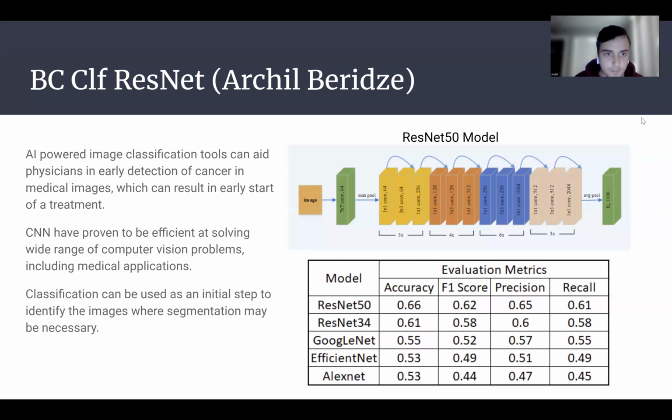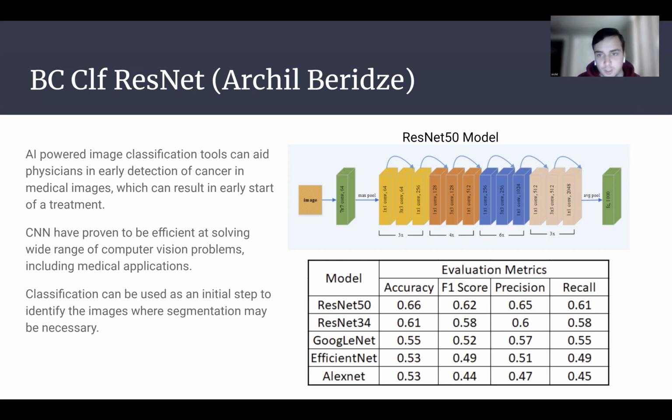Next slide, please. So one of the tasks that we can perform using deep learning and convolutional neural networks is medical image classification that can serve as a tool to aid physicians. We train state-of-the-art models on 2D breast cancer dataset and evaluate them to distinguish the most accurate of the models.